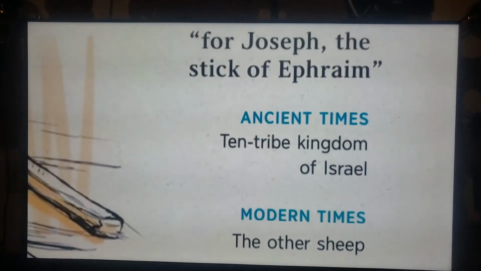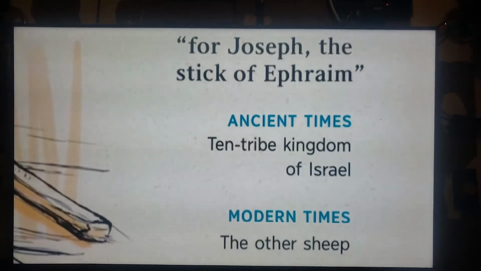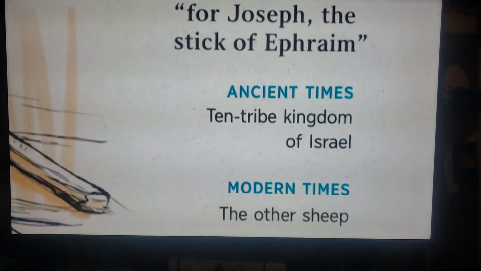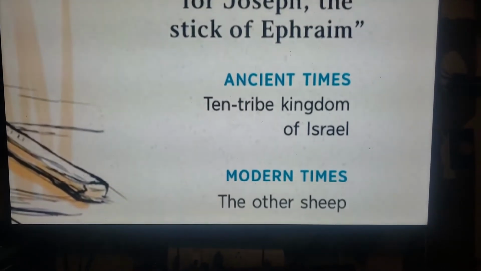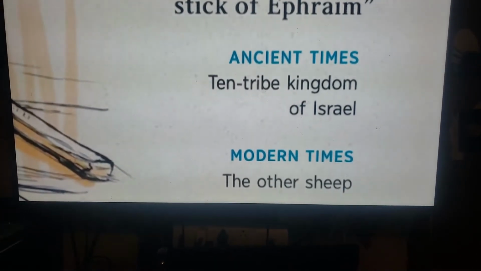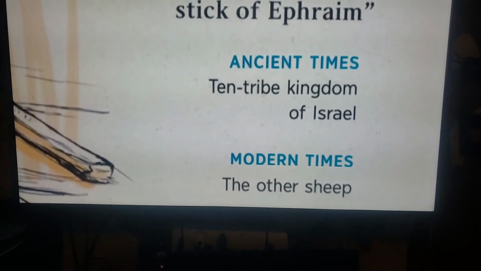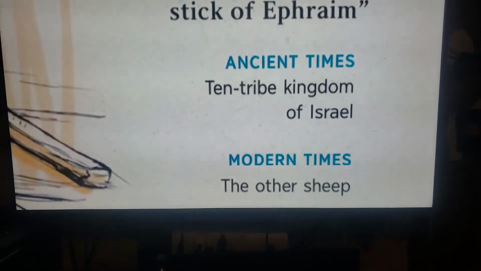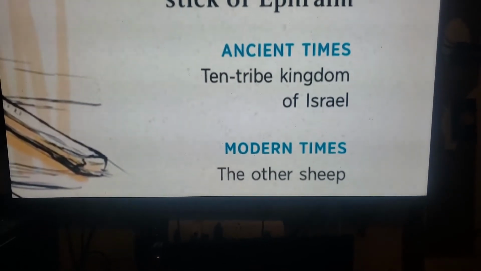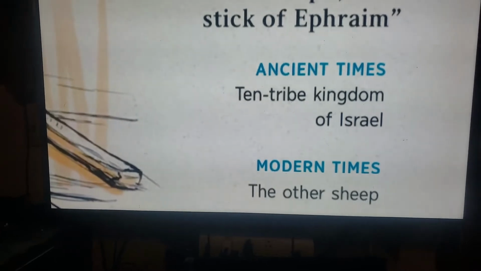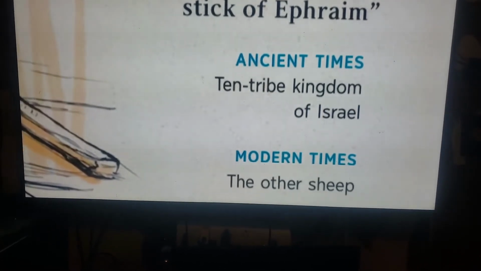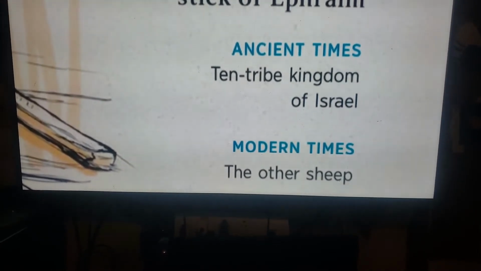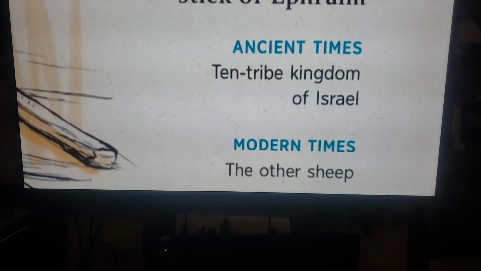On the right side, for Joshua, the stick of Ephraim, ancient times, 10 tribes, kingdom of Israel. Now, this is not talking about the other side of the governing body. This is talking about Jehovah's Witnesses. So you've got a half-truth about the ancient times of Israel, and the lie about the modern times is talking about the other sheep, talking about Jehovah's Witnesses.